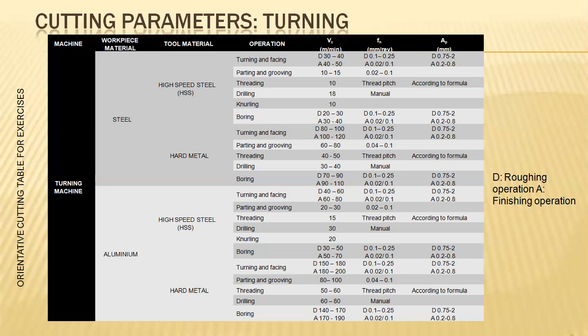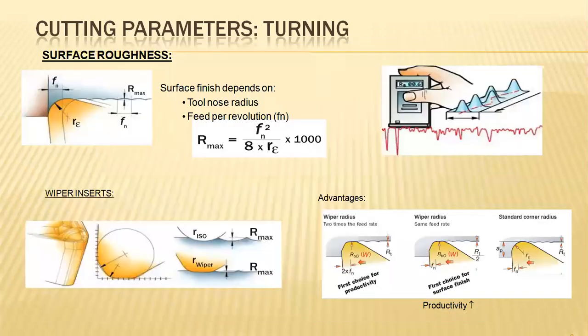Threading activity is at 15 meters per minute. The thread pitch needs to be specified, and that will be calculated as per the standard formulas that we have. Simultaneously for drilling, knurling, boring, and if you use a hard metal as a tool for turning and facing, a nominal speed needs to be maintained, and the depth of cut needs to be ascertained. These are the standard formulations that are being considered.